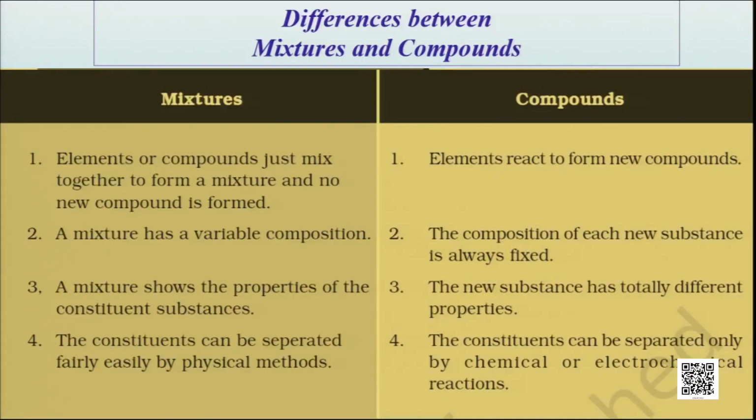Elements or compounds just mix together to form a mixture, and no new compound is formed in case of your mixture. But when elements react or a chemical change takes place, then we get a new compound. Coming to the second point, a mixture has variable composition. They can be taken in any random proportion. Whereas the composition of each new substance that we get in a chemical reaction or during chemical change is always fixed.